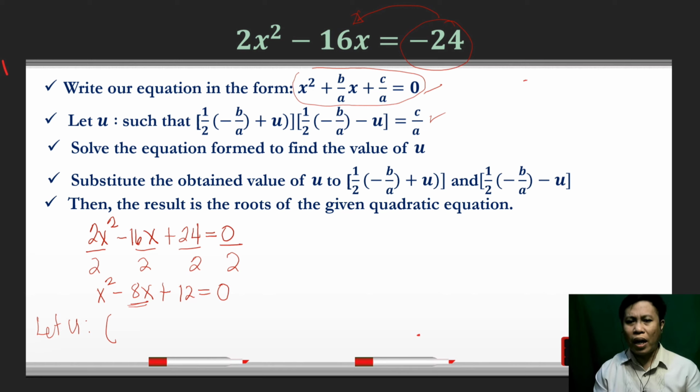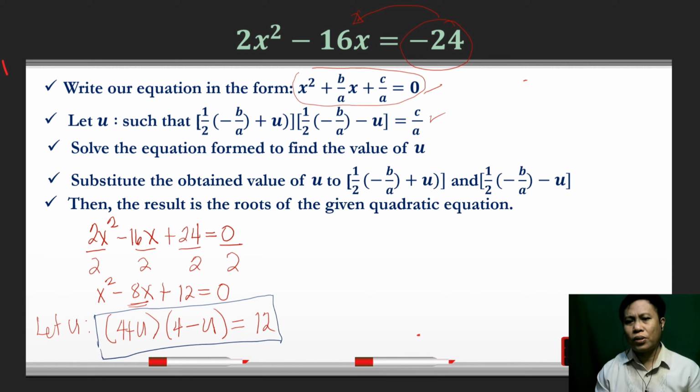So, half of 8 is 4. We add the u times 4, then subtract u equals to the constant 12. Okay? So, that's the equation now. And we will solve this equation to find the value of u. So we simply multiply the two factors, 4 plus u times 4 minus u.